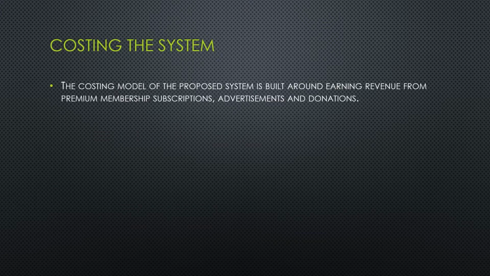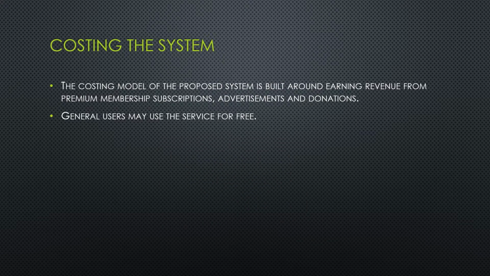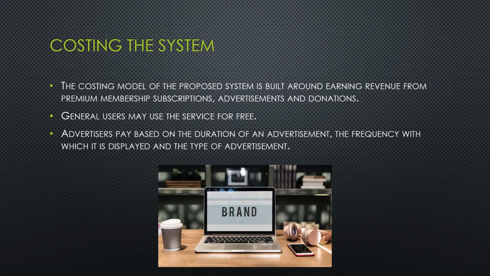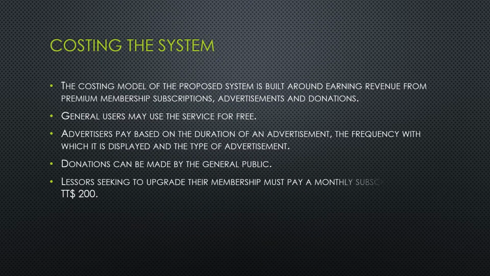The costing model of the proposed system is built around earning revenue from premium membership subscriptions, from advertisements, and from donations. General users may use the system for free. Advertisers pay based on the duration of an advertisement, the frequency with which it is displayed, and the type of advertisement that they are distributing. Donations may be made by the general public.